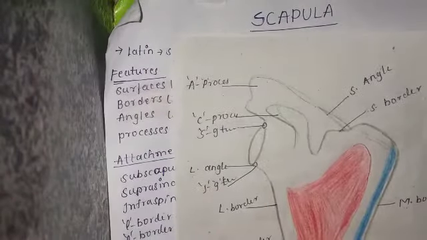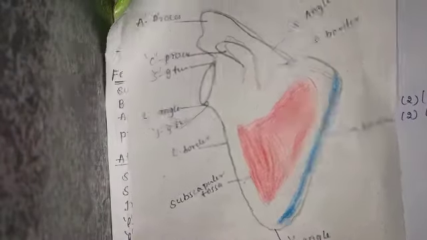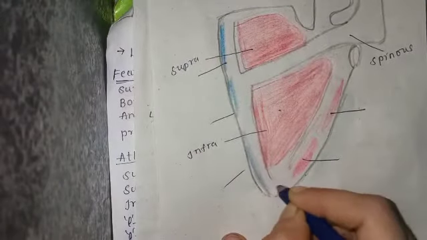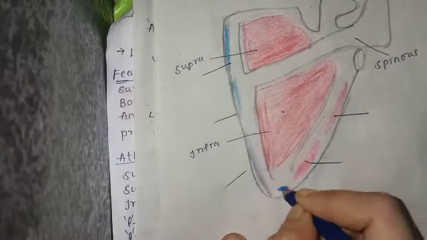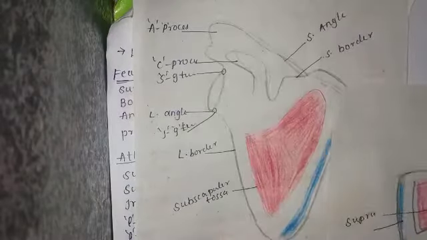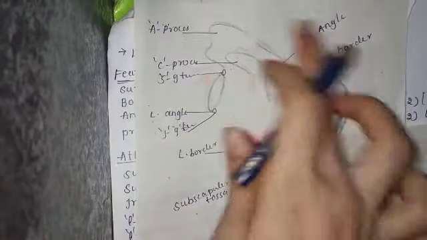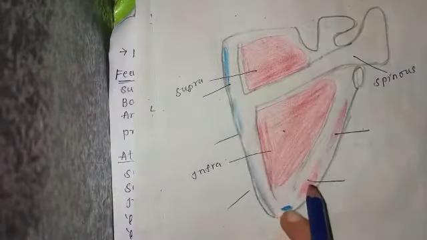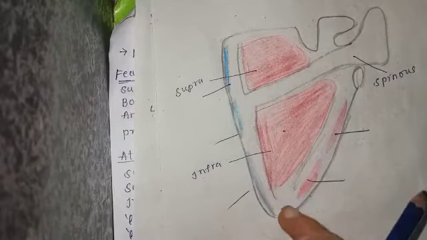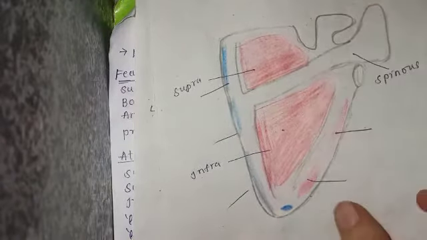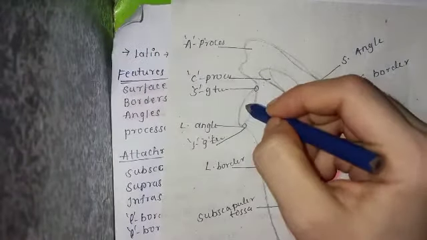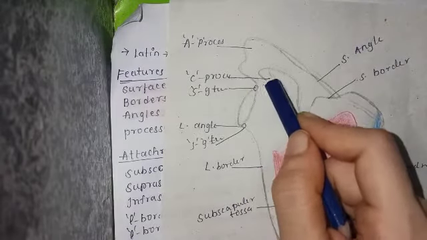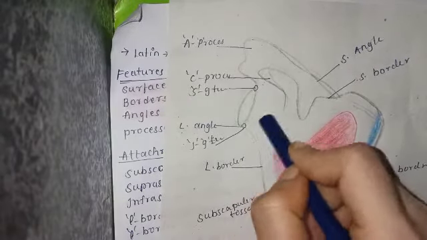This is the inferior angle. Here we can see the latissimus dorsi muscle. This is the superior angle. Now at the superior angle, the trapezius muscle covers the scapula. At the inferior angle of the scapula we can see the attachment of the latissimus dorsi muscle. Coming to the lateral angle, this is the lateral angle. Now here we can see the glenoid cavity, means this cavity we can see at the lateral angle of the scapula.